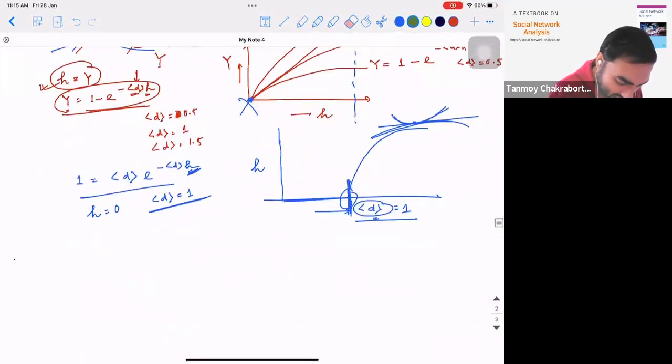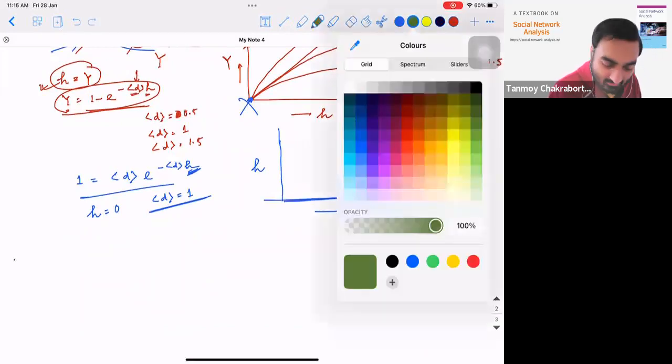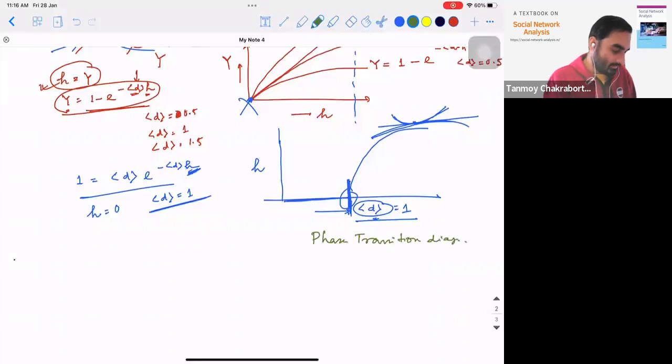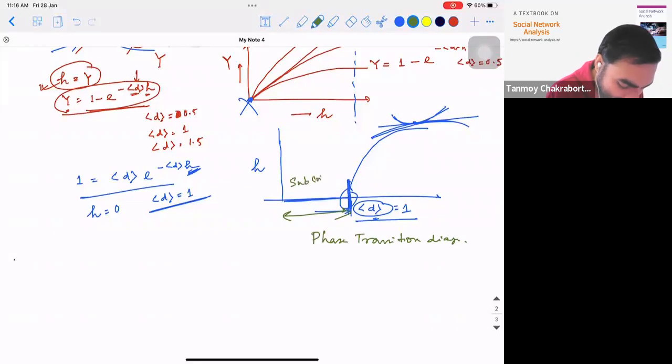The diagram that I just drew here, this kind of diagram is called a phase transition diagram. This part, before the emergence of the giant component, is called the subcritical region. This particular point is called the critical region.